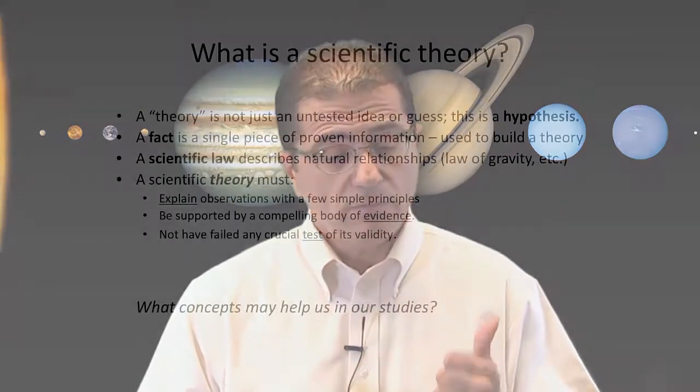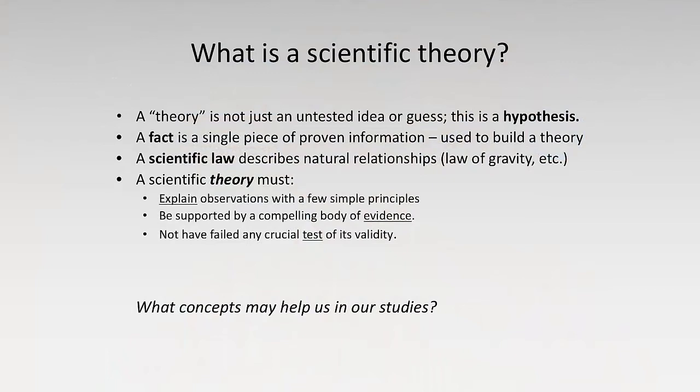So to summarize, a scientific theory must do three things. Number one, it must explain our observations correctly. Number two, it must be supported by compelling evidence. And number three, it must not have failed any crucial test as to its validity. Once we have such a theory, we can be confident that it is correct. However, it's always open to further testing. Is it possible that someday the theory might be disproven? Yes, that is possible. But as of today, we have certain theories that we accept as an explanation for what we see in nature.